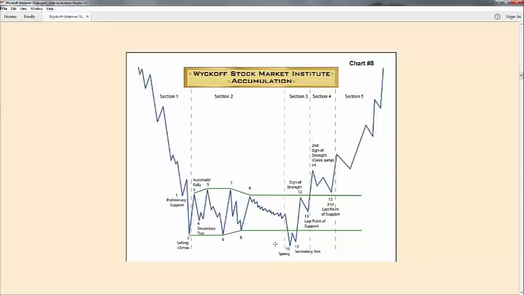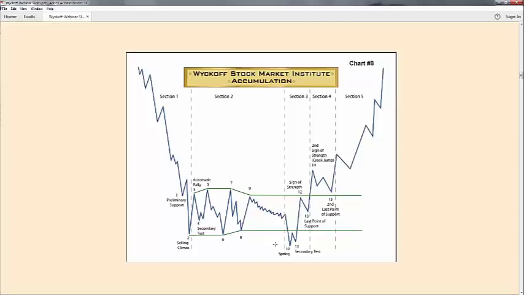And then, interestingly enough, not only did Wyckoff call the crash of 29, he also called the bottom of the depression on the New York Times index, which was the current index of the day. He called it within a couple of points. So he did a pretty good job. He called the crash of 29, and he called how far it was going to go down.